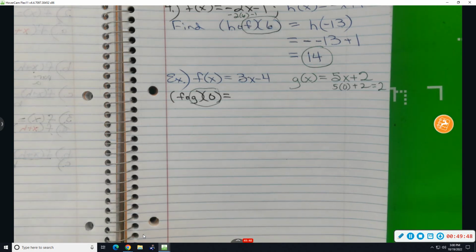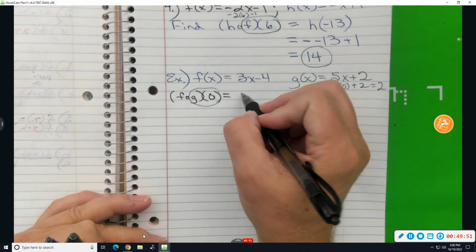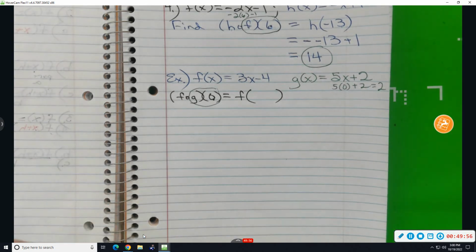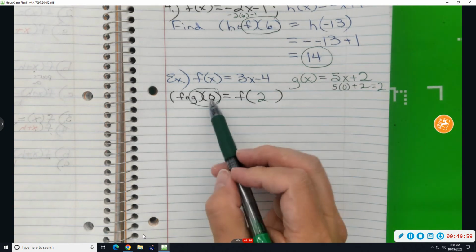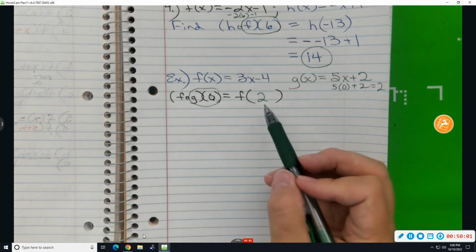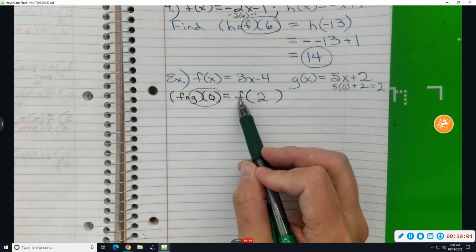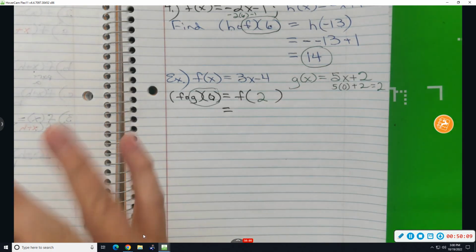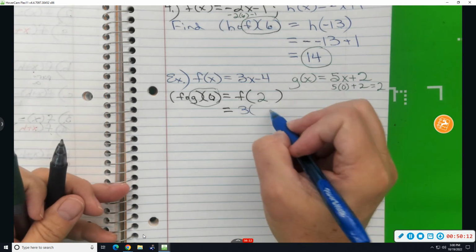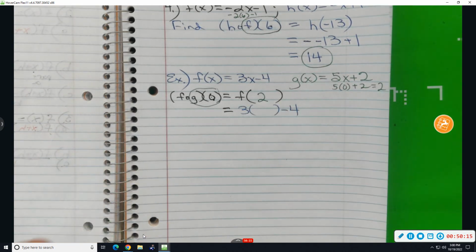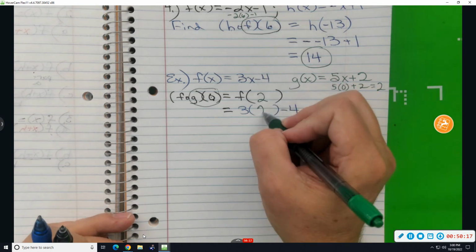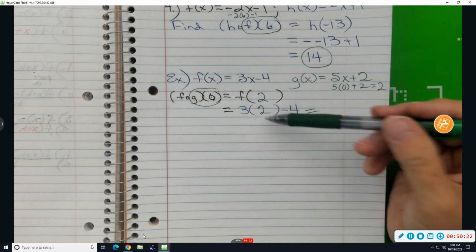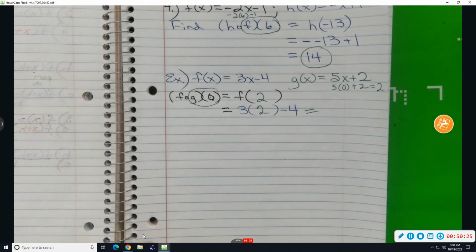So we still have that f on the outside, but g of 0 is 2. So we plug the 0 into g, now we plug the 2 into f. Go into our function f, plug in the 2, what are we going to get? Replace the x with 2. Oh, well, what is that going to give us? 6 minus 4, looks like we got another 2.